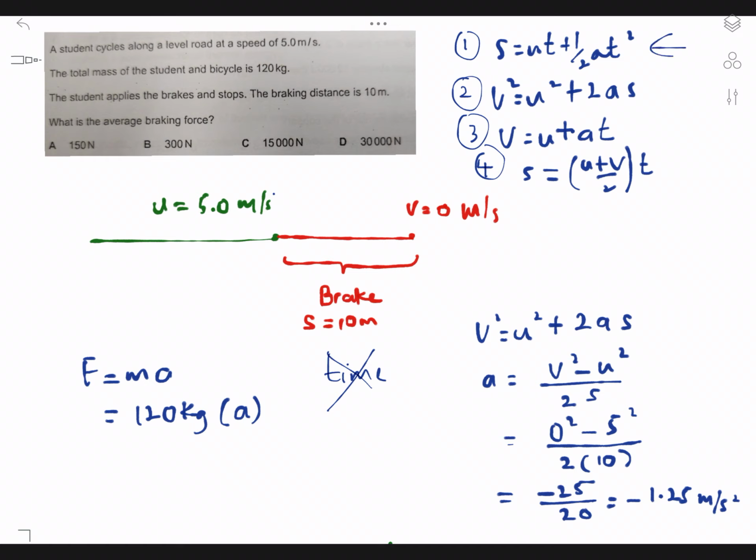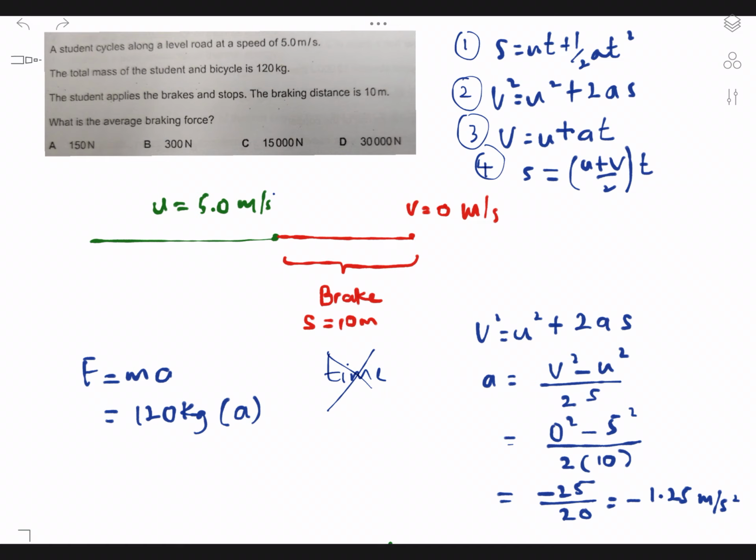So look at the equations here. Which equation that consists of time cannot be used? That is why you can see that the only equation that does not have time is equation 2. So we can apply equation 2 here, and then rearrange the equation and apply the values given. As we know, the final velocity is 0 and the initial velocity is 5, so you put it here. And then s is displacement, so the displacement given is 10 meters.